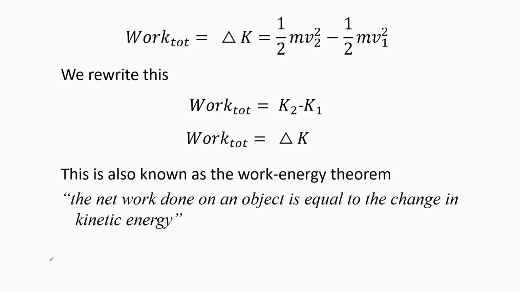So work total, we can rewrite this as K2 minus K1, or delta K, just a change in kinetic energy. This is also known as the work energy theorem. The net work done on an object equals the change in kinetic energy.